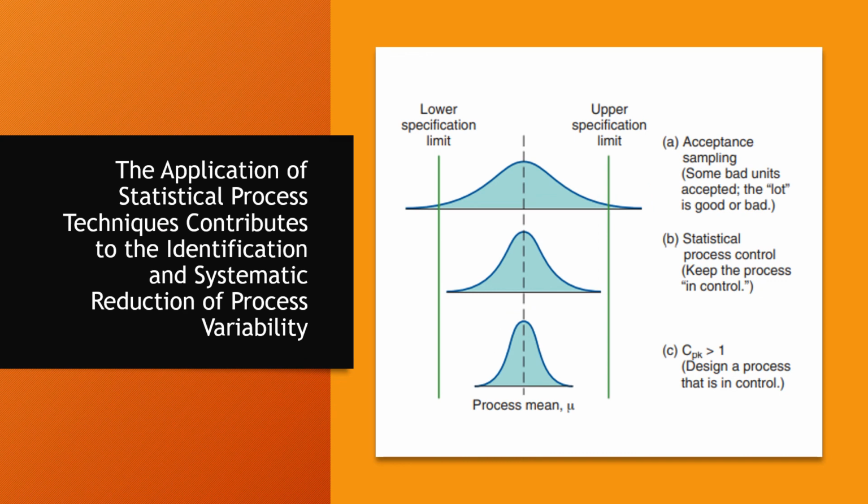Acceptance sampling is useful for screening incoming lots. When the defective parts are replaced with good parts, acceptance sampling helps to increase the quality of the lots by reducing the outgoing percent defective. This figure shows how the application of statistical process techniques contributes to the identification and systematic reduction of process variability. This shows acceptance sampling by definition accepts some bad units. Control charts try to keep the process in control, but the C-index places the focus on improving the process. The operations managers, that is what they want to do, is to improve the process.